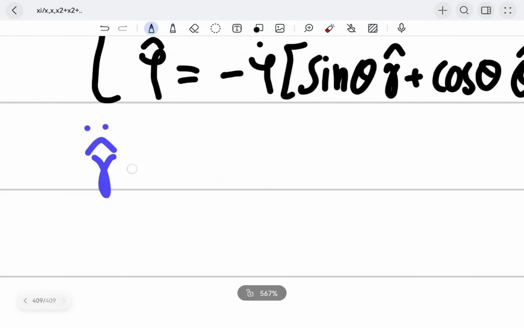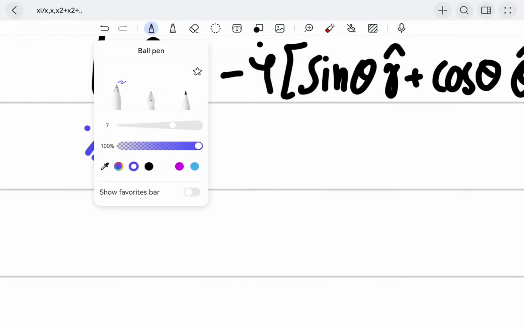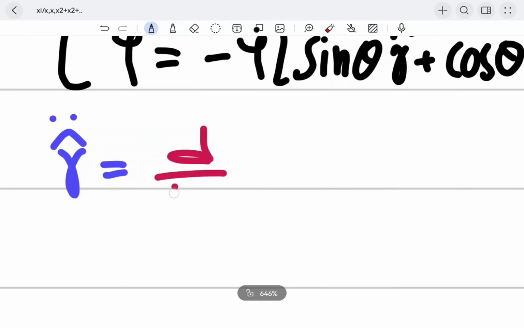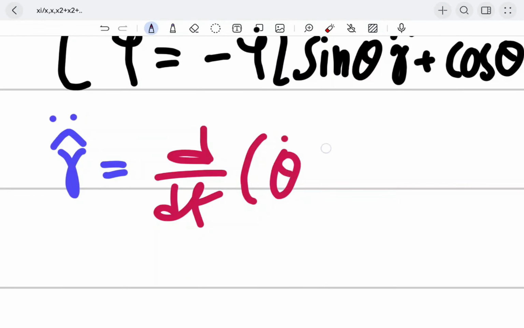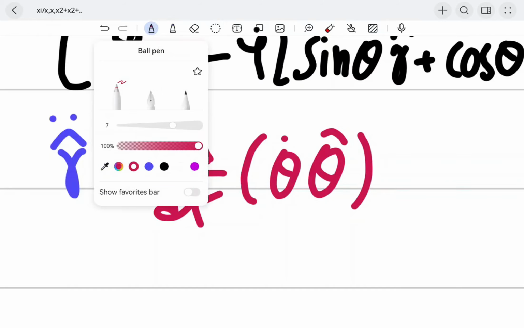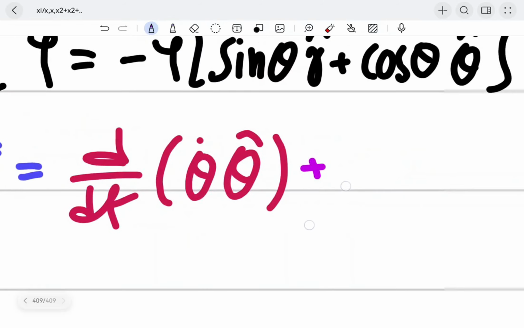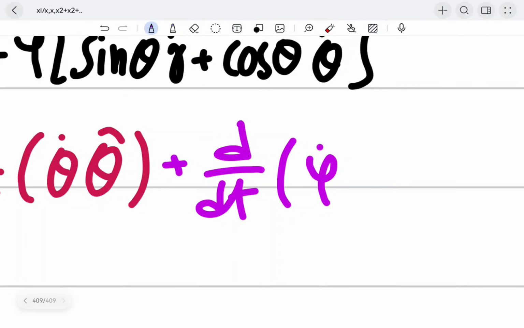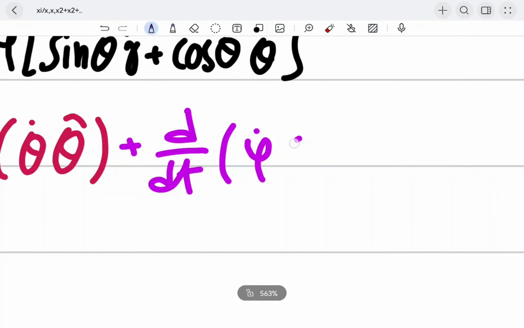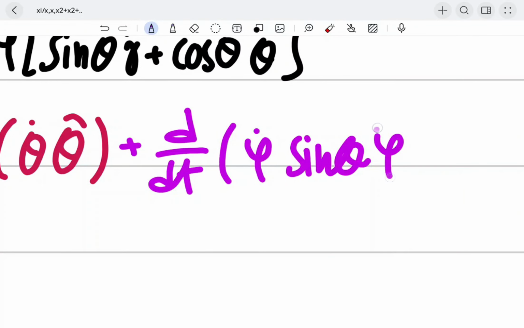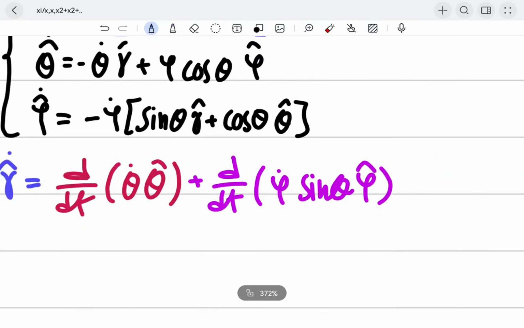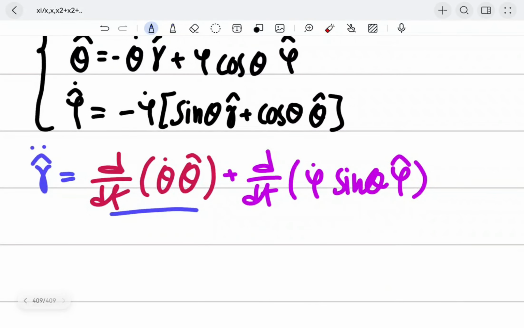r hat double dot equals d by dt for theta dot theta hat plus d by dt for phi dot sine theta phi hat. I'll find this and then I'll find this and substitute them.